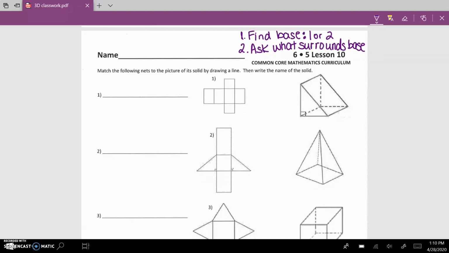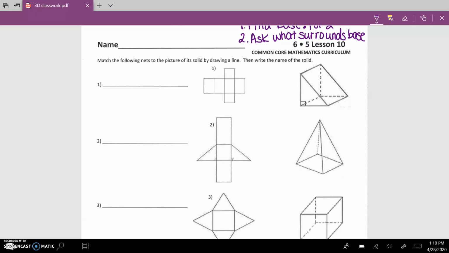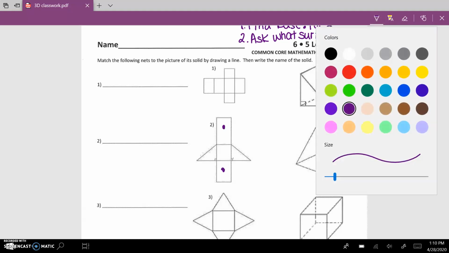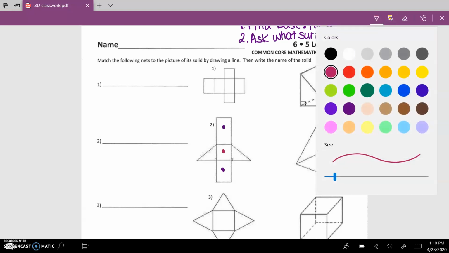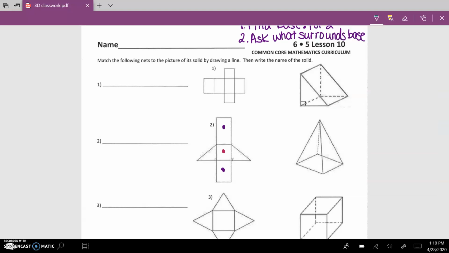So when you look at number 2 here, we've got a few different shapes. We have these longer, I'm going to color code them, we've got these longer rectangle guys with the purple dots. Then we have this kind of squarish looking guy. And then we have these little triangle guys here.